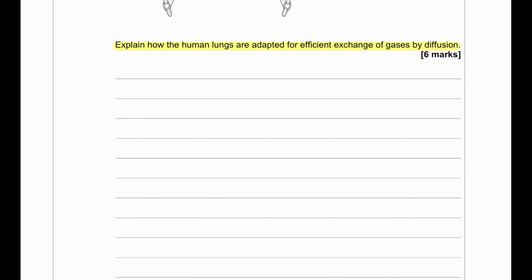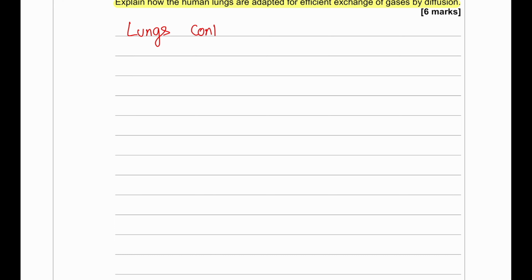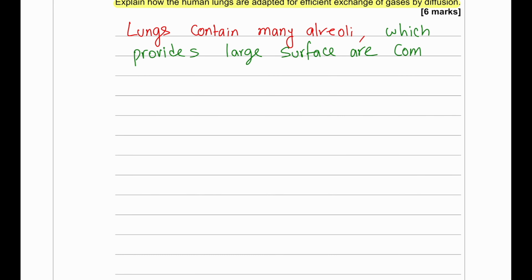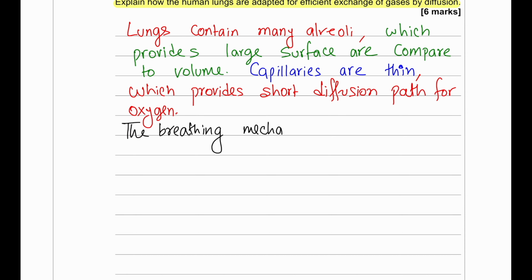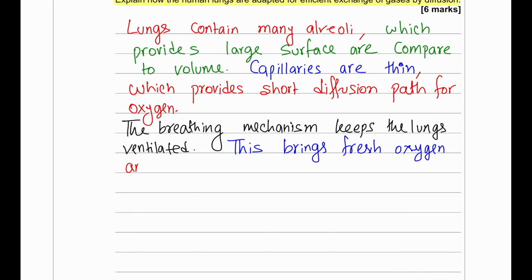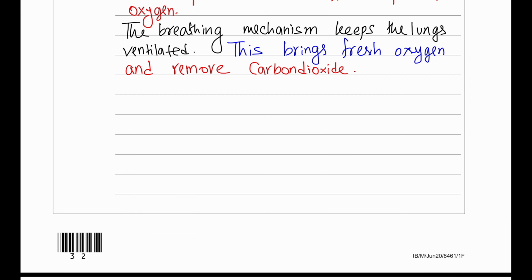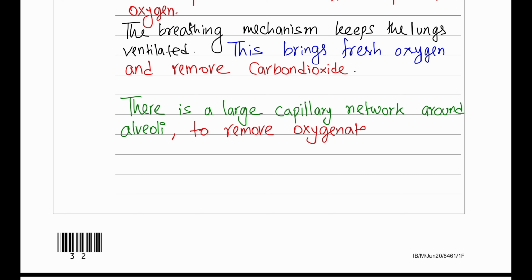We will have to write: lungs contain many alveoli which provide large surface area compared to the volume. The capillaries are thin, which provides a short diffusion pathway for oxygen and carbon dioxide. The breathing mechanism moves air in and out of the lungs, so the lungs have fresh oxygen and carbon dioxide is constantly removed from the lungs. There is a large capillary network around the alveoli. That means oxygenated blood is removed quickly and deoxygenated blood is brought in more quickly. This maintains a concentration gradient between the alveolar air and the blood.